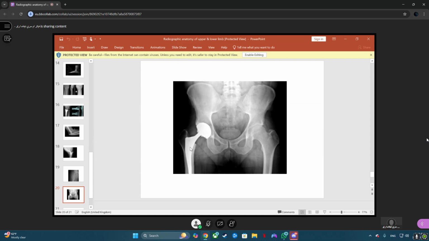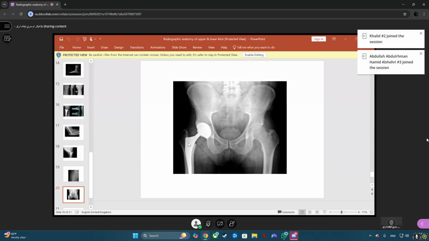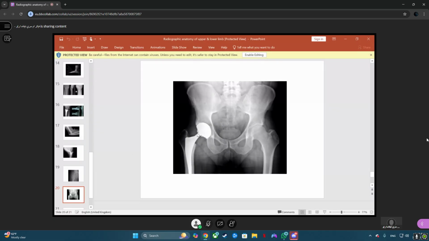So this is an artificial material. Usually metallic, non-reactive materials are used here. This is usually done in case of degenerative diseases like osteoarthritis or rheumatoid arthritis, where the head of the femur is completely degenerated, or in case of avascular necrosis of the head of the femur. This type of replacement is called joint replacement, hip joint replacement, and knee joint replacement. You might have heard, these are very common nowadays.